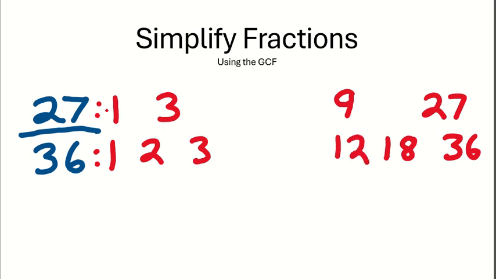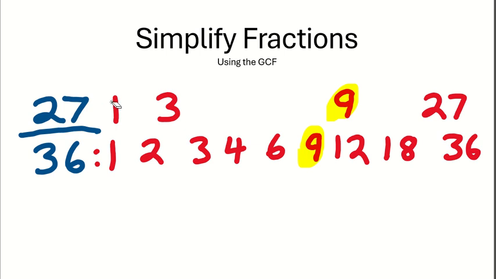Will 4 go into 36? 4 will. 4 times 9 is 36. Will 5? No. Will 6? Yes. 6 times 6 is 36. And now we ask ourselves, what is the biggest number that appears on both lists? And we can tell that the biggest number that appears on both lists is going to be 9. So we can actually use 9 to simplify this particular fraction.